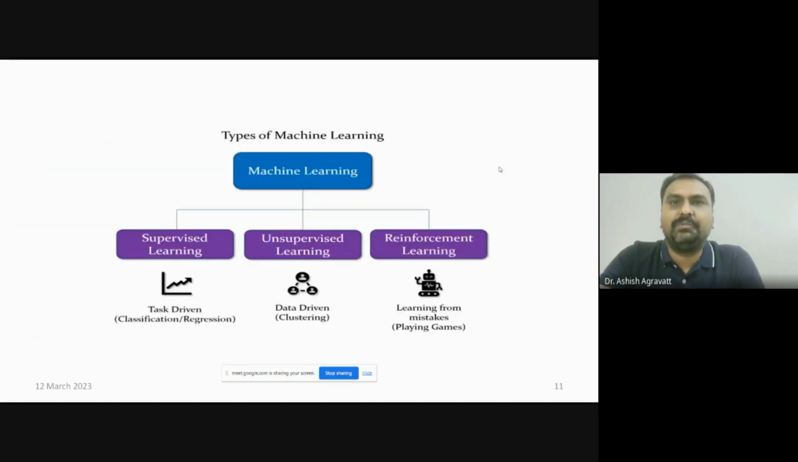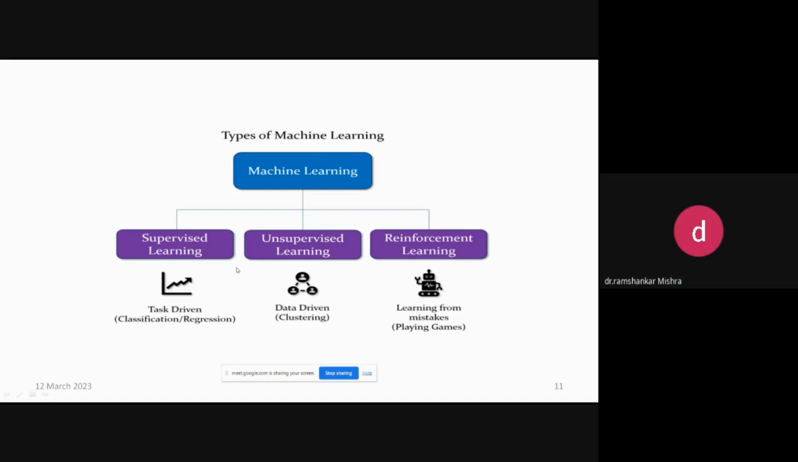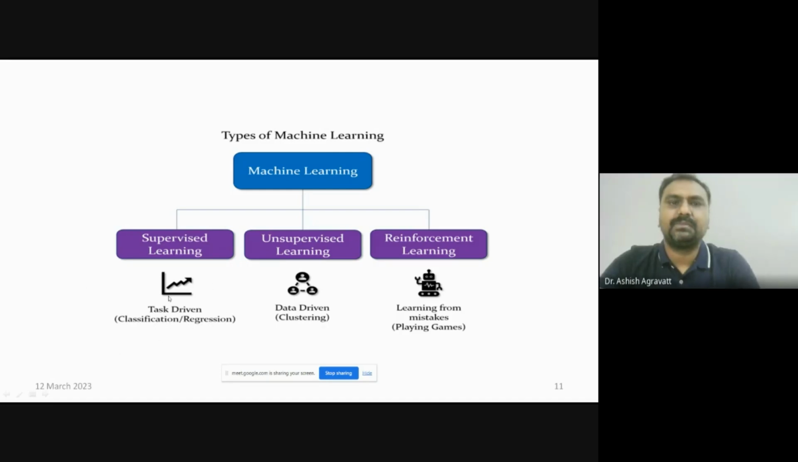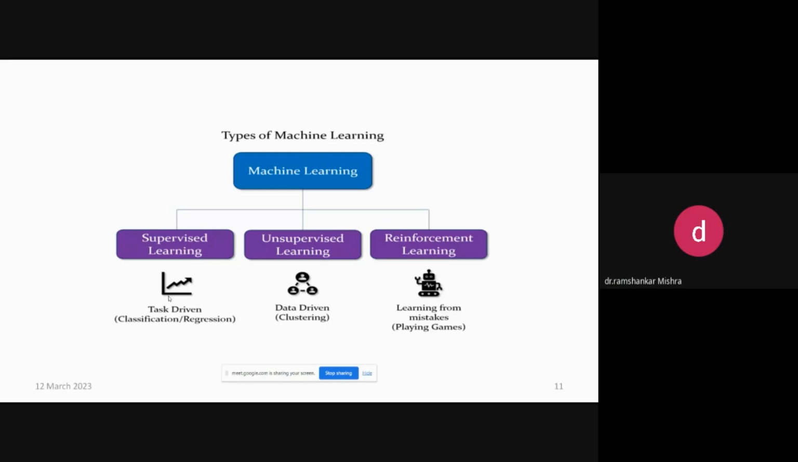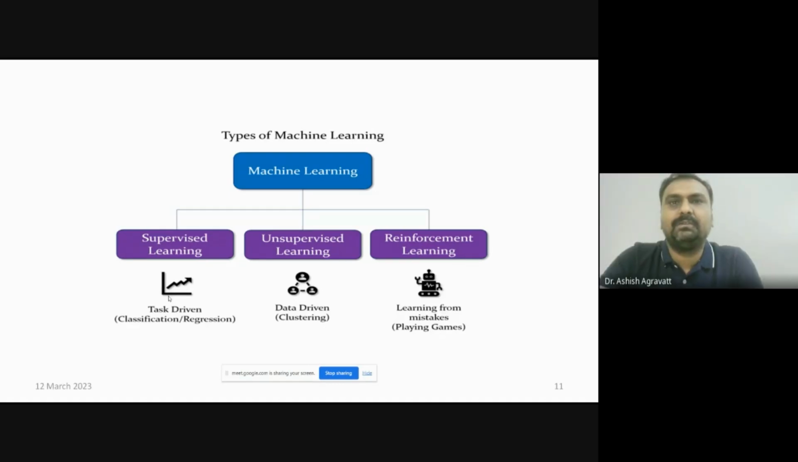There are basically 3 types of machine learning. One is supervised learning, the second is unsupervised learning, and the third is reinforcement learning. In supervised learning, based on the problem, it is further divided into classification and regression. In supervised learning, the learning is supervised by humans, so the data are labeled. While in unsupervised learning, the data are not labeled and they will be differentiated based on their features.